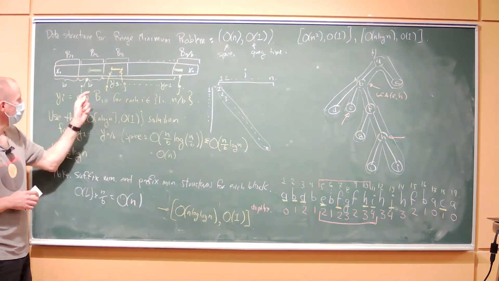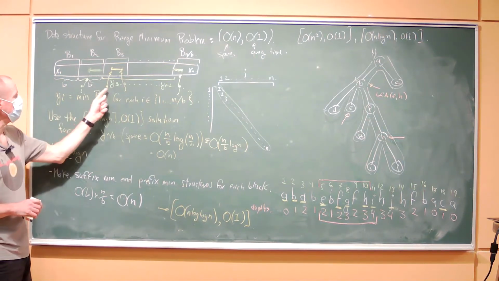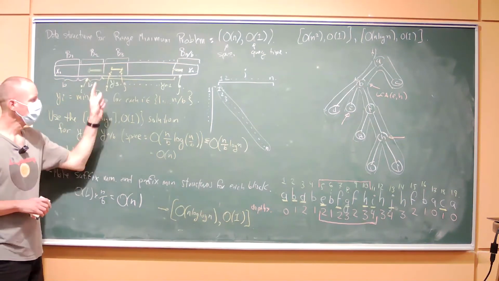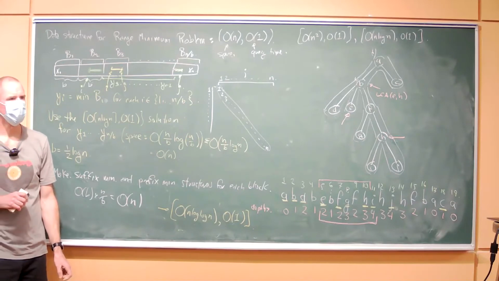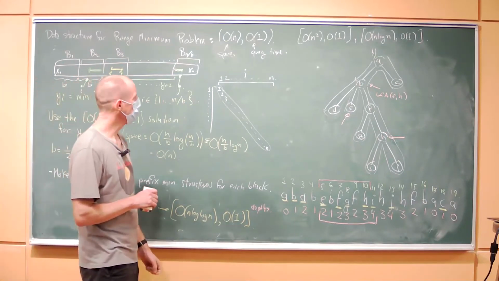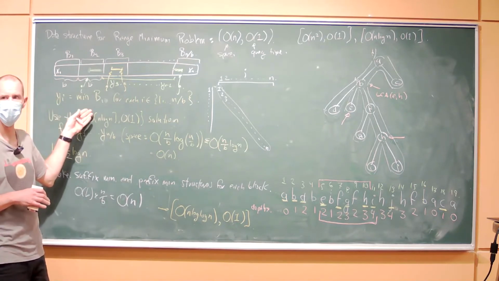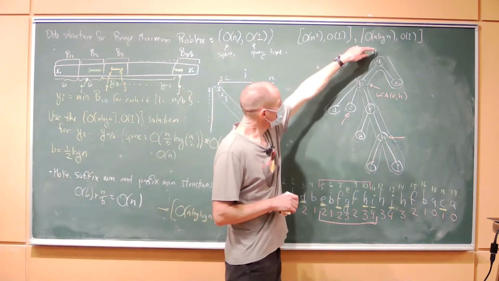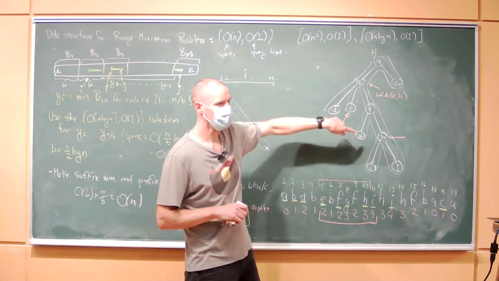So the only thing left is for me to be able to answer queries i and j where i and j are in the same block. So now we're going to cheat a little bit and remember where we came from. How did we get to all of this? Why were we even studying range minimum queries? We were studying range minimum queries because we were trying to solve lowest common ancestor queries.